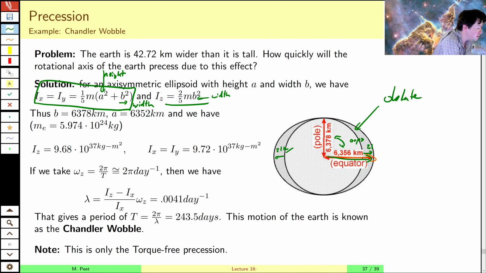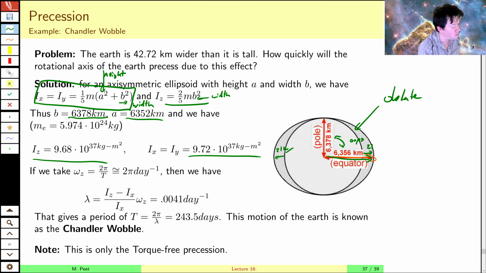So in our case, the width is bigger than the height, so they're not the same. Ix does not equal Iy, does not equal Iz. So we can calculate Iz. We can calculate Ix equals Iy, and they're slightly different, a 0.04 difference.